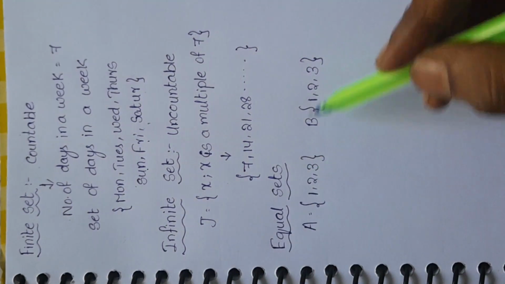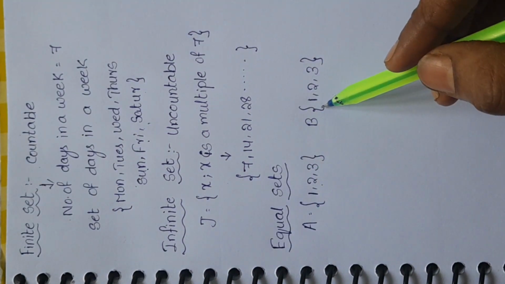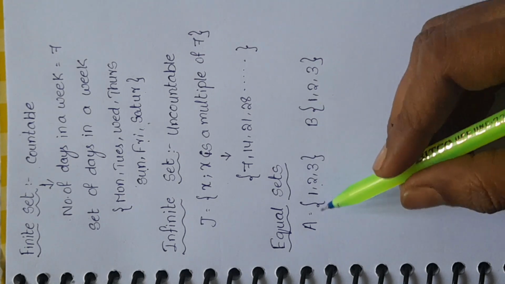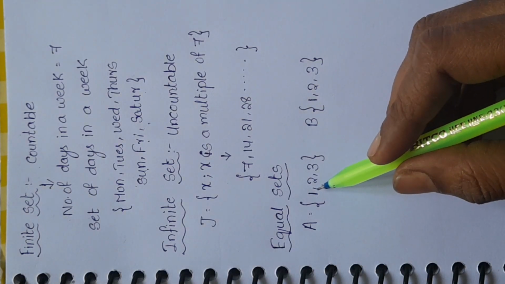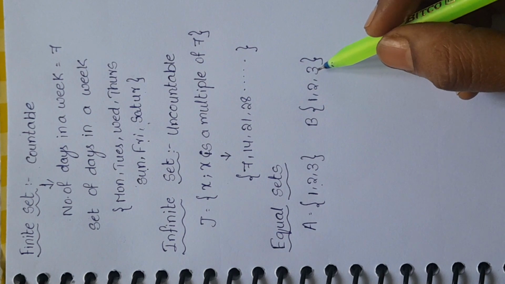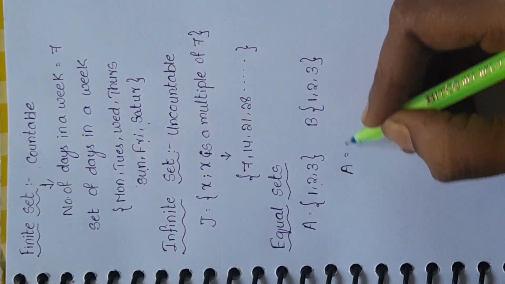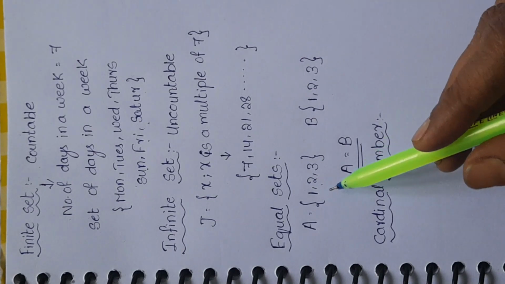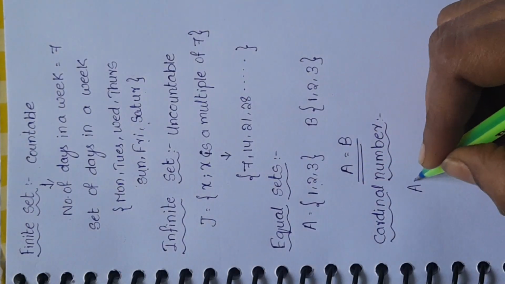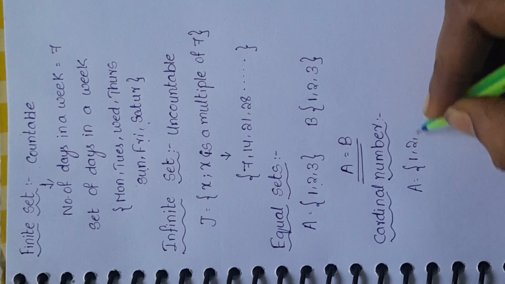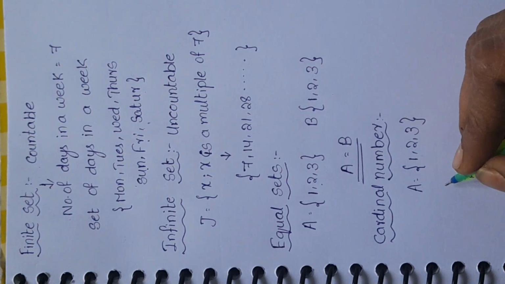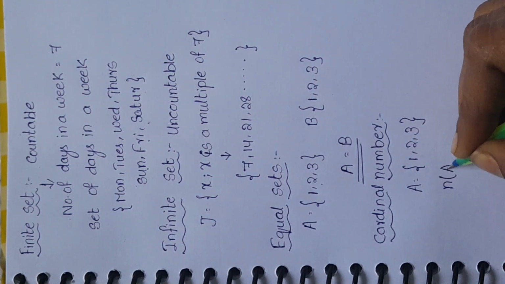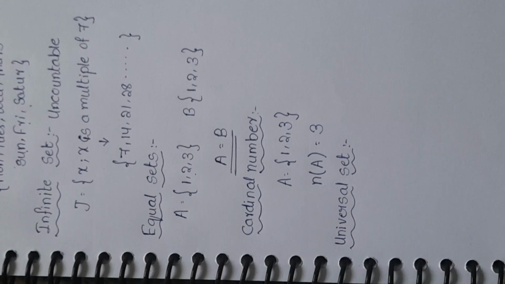Equal sets. Two sets are said to be equal if they have the same number of elements and the elements should be the same. That is, here the elements in the set A are 1, 2, 3 and also the elements in the set B are 1, 2, 3. So the set A is equal to B. Both these are equal sets. The number of elements in a set is called the cardinal number. Consider the above set A, 1, 2, 3. Here the cardinal number of the set A is n(A) is equal to 3.